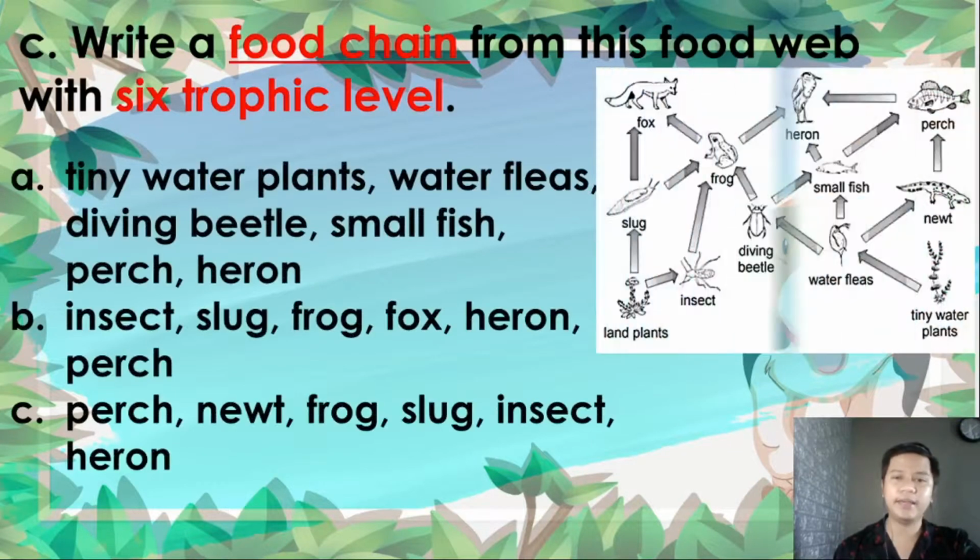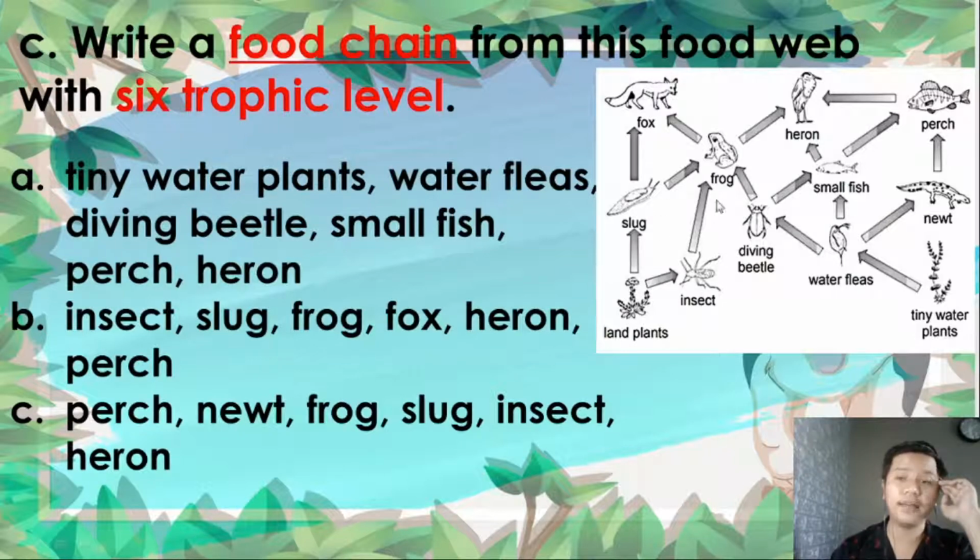Okay. Next, letter C. Everybody read. Write a food chain from this food web with 6 trophic levels. So I want 6 trophic levels in the food chain. Let's start with letter A. Tiny water plants, water fleas, diving beetle, small fish, perch, and heron. How many is that? 6.